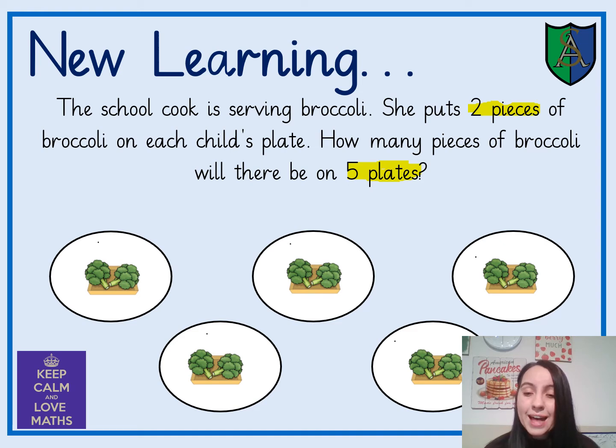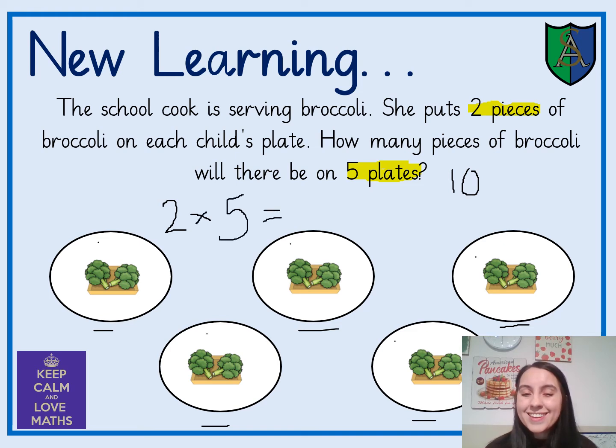Now this is going to help me. My picture of drawing out what it says in that word problem is going to help me to solve this problem, because I'm looking at how many pieces of broccoli there will be on all 5 of those plates. So I'm looking for how much broccoli there's going to be all together. So let's go ahead and count in our 2's to find the answer. So we've got 2, 4, 6, 8, 10.